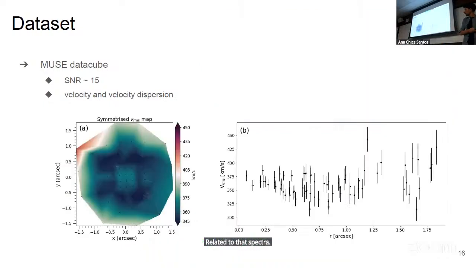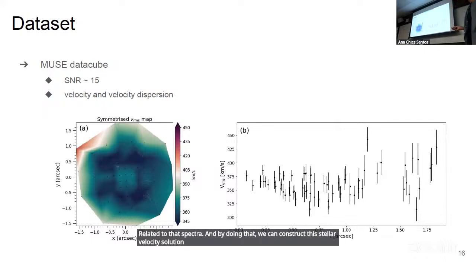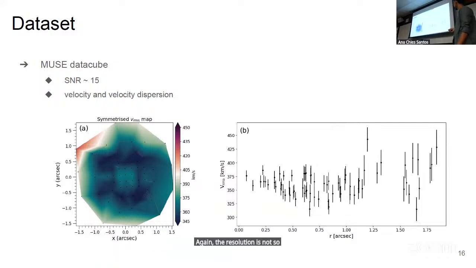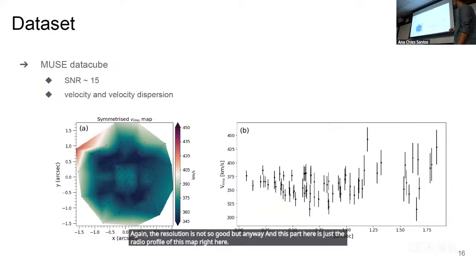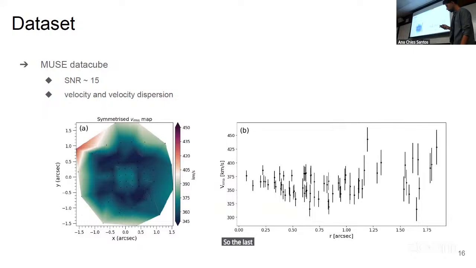And by doing that, we can construct this stellar velocity dispersion map right here that will be used for the dynamical part of the analysis. Again, the resolution is not so good, but anyway. And this plot here is just the radial profile of this map. So it's a velocity dispersion radial profile.